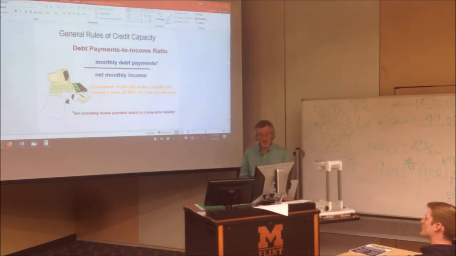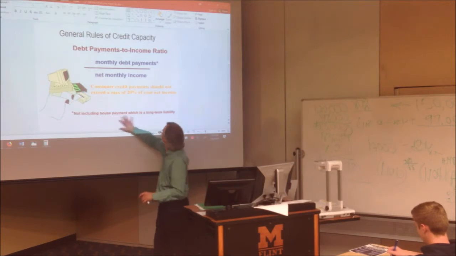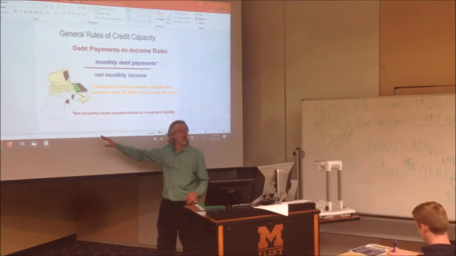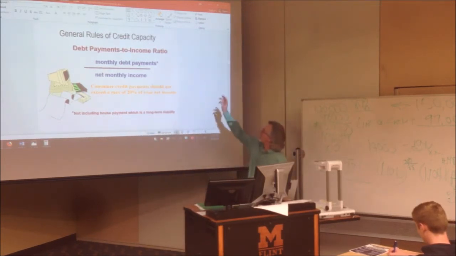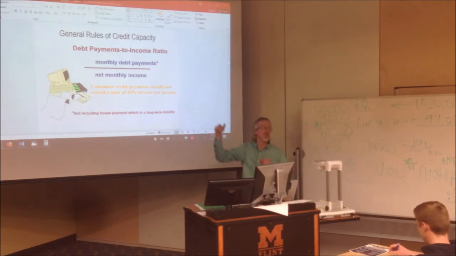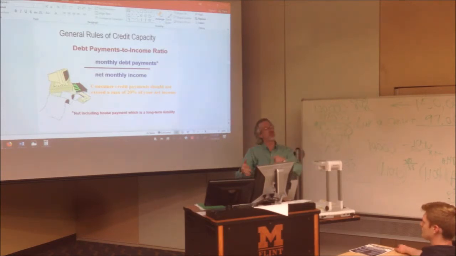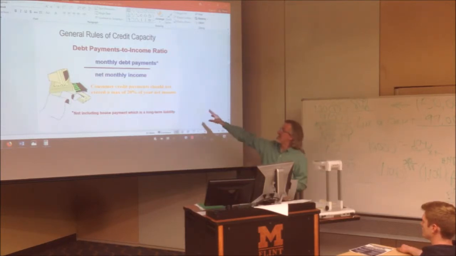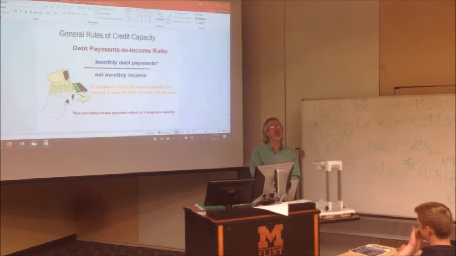Debt payments to income ratio. In chapter 2, I really emphasize the 20% rule. I hope you kind of remember it. The golden rule is 20%. And what it says is, not including your house, not the house payment, which is considered a long-term liability, but your other monthly debt payments, any credit cards, your student loan, your car payment, any other loans that you make monthly payments on are all added together. And then it's divided by your net monthly income.